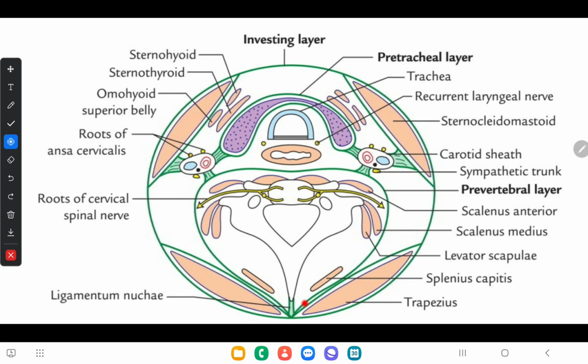This prevertebral fascia forms the fascial floor of the posterior triangle of the neck. The cervical plexus, phrenic nerve, brachial plexus, long thoracic nerve and dorsal scapular nerve, and also the subclavian artery and scalenus muscles are located behind this fascia. The sympathetic chain, you can see here the yellow one, then the carotid sheath and subclavian vein are located in front of the prevertebral fascia.